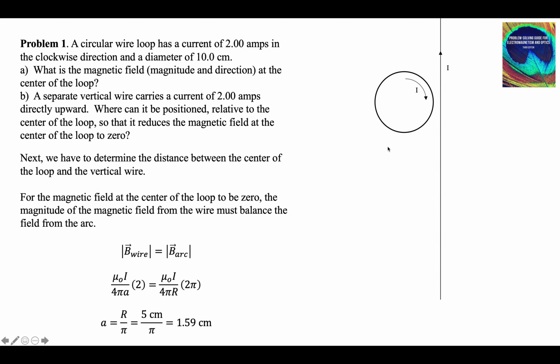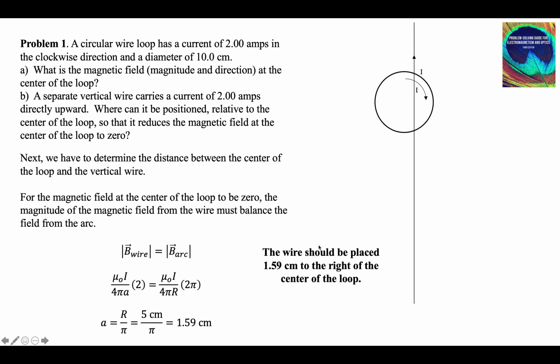So it's pretty close. It's inside the arc. The radius of the arc is 5 centimeters, so we really should put that wire inside the arc about 1/3 of the way out from the center to the edge. So the answer is the wire should be placed 1.59 centimeters to the right of the center of the loop. That's problem 1.